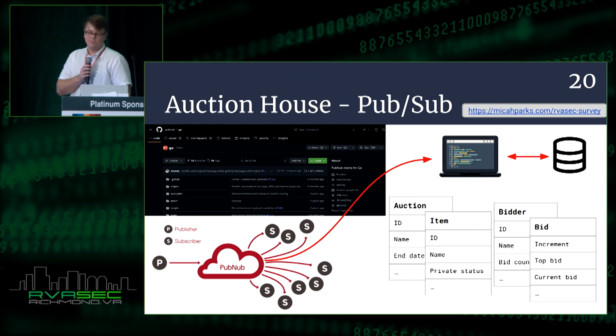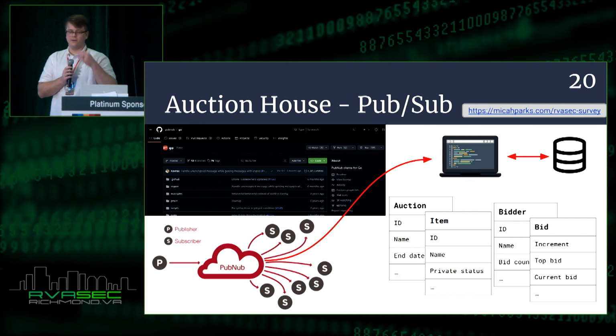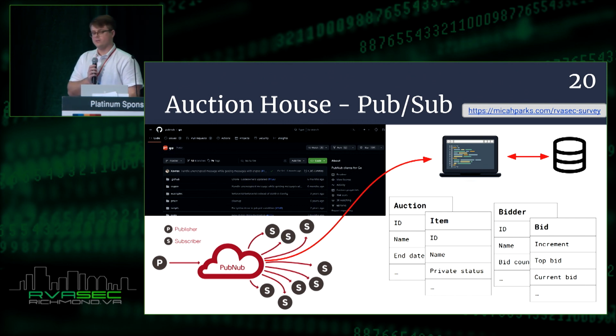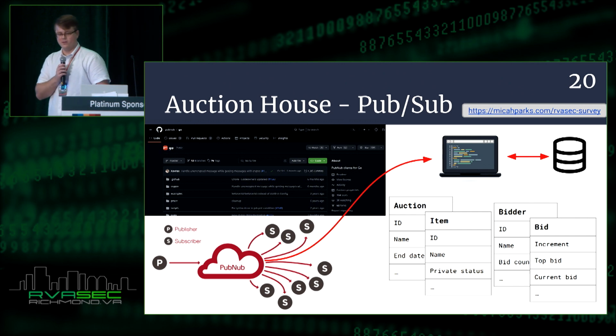Anyways. We also got a lot of bidder information. I think we were even getting bidder billing addresses, which is a big no-no. So we got unredacted bidder usernames. We got bid counts for users and things like that. And then a lot of bid information as well. So we got the increment for the bid, the top bid, and the current bid.